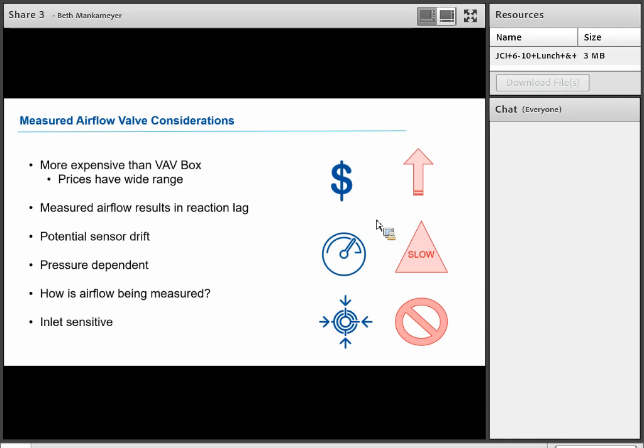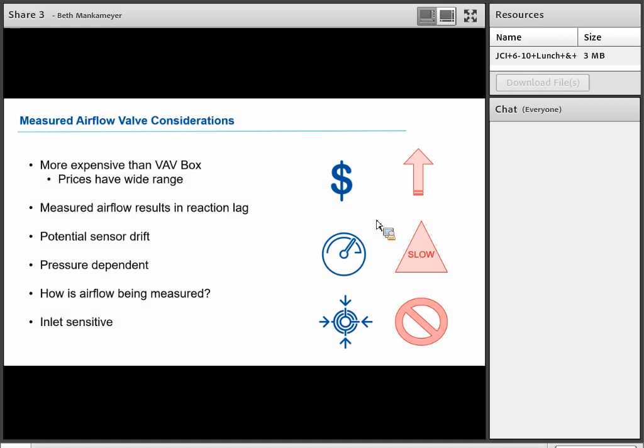Sensors, it's like having a brand new latex balloon and blowing it up and then letting the air out. That's like what happens to a sensor when it's working. It's never going to go back to that exact original shape. And so because of that, you will experience drift.